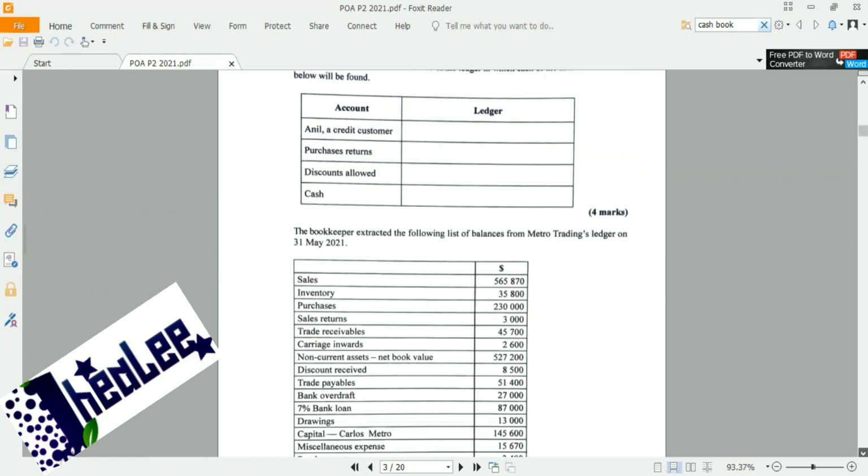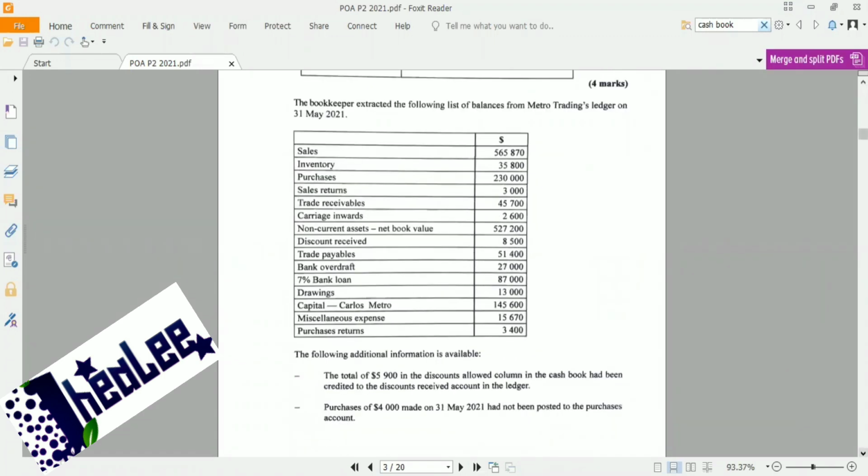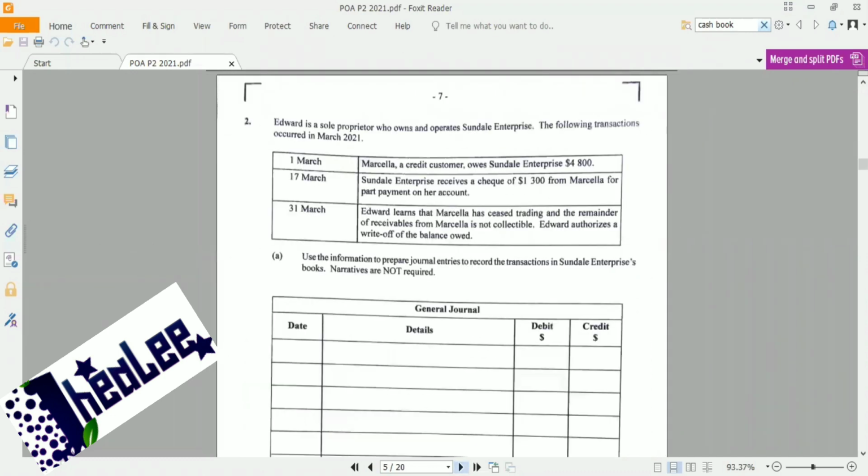Number 1C, you're presented with a trial balance, but additional information for that trial balance presented are 2 errors, right? So therefore, you're seeing where trial balance is tested, which is from broad topic number 1, and the control system is also tested in that too, where you are asked to correct the errors and to prepare the adjusted trial balance for Metro Trading. Number 2 is the topic, part A, books of original entry knowledge there.